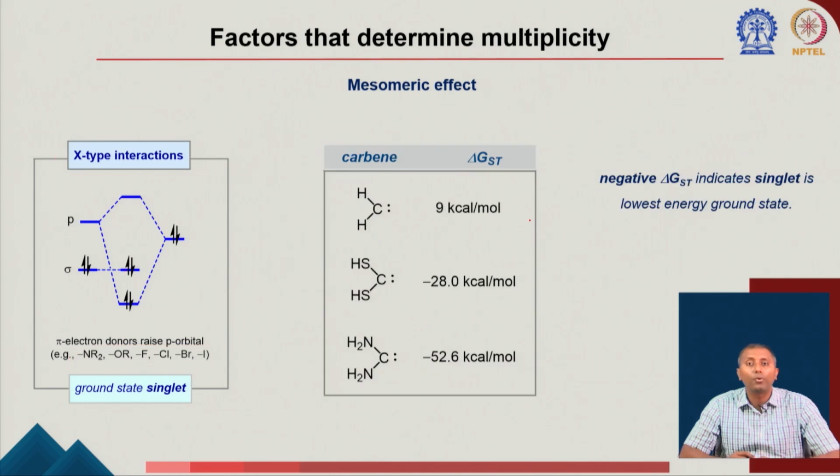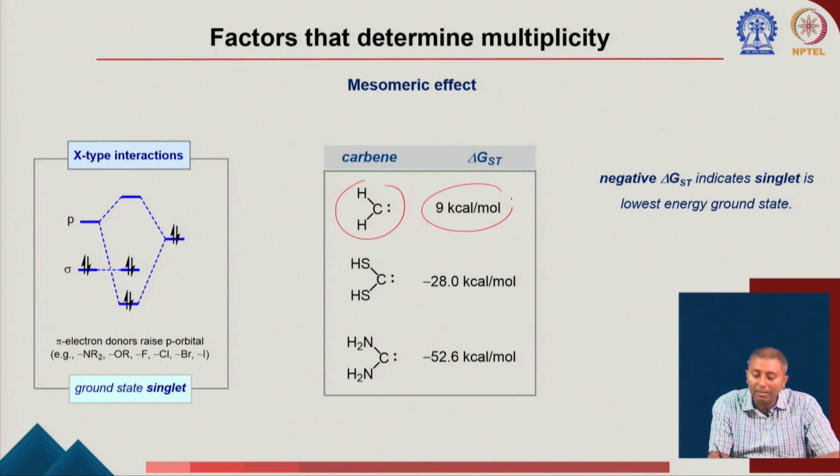Okay. So here are some of the values. Here you can see this is a triplet carbene which has 9 kilocalorie per mole. Now you can see here, once we introduce those groups which have a lone pair or non-bonding electrons, you are slowly going from triplet to singlet.